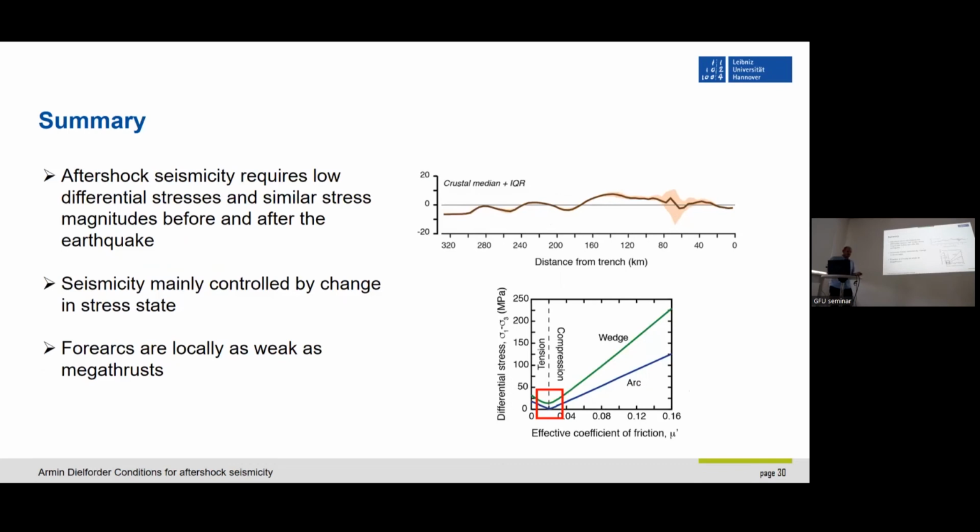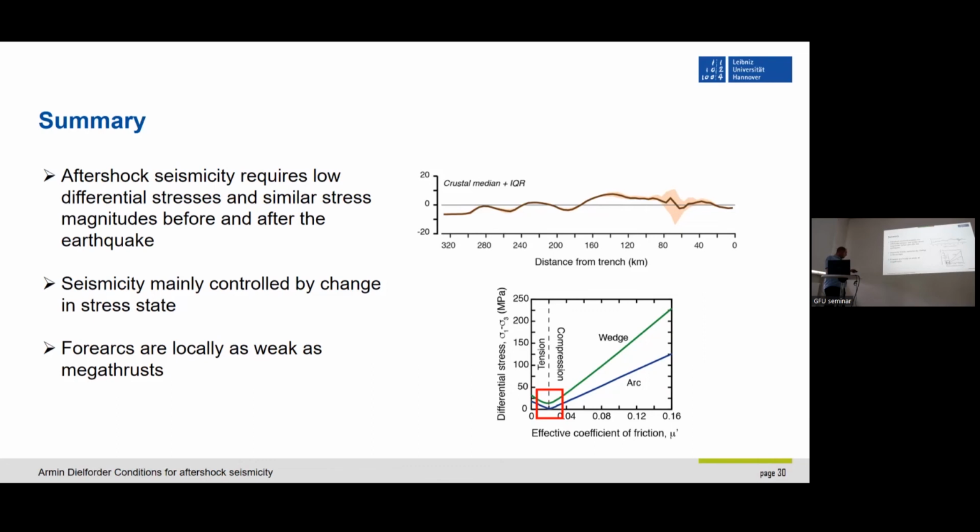This summarizes a little bit the things that I said before. A broad occurrence of aftershock seismicity requires that the stresses in the forearc are very low before and after the earthquake, and that the stress magnitudes are also very similar. As you can see here, we have very subtle variations in stress. And these conditions, if you remember this diagram before, are only given if we have an extremely weak megathrust before and after the earthquake.